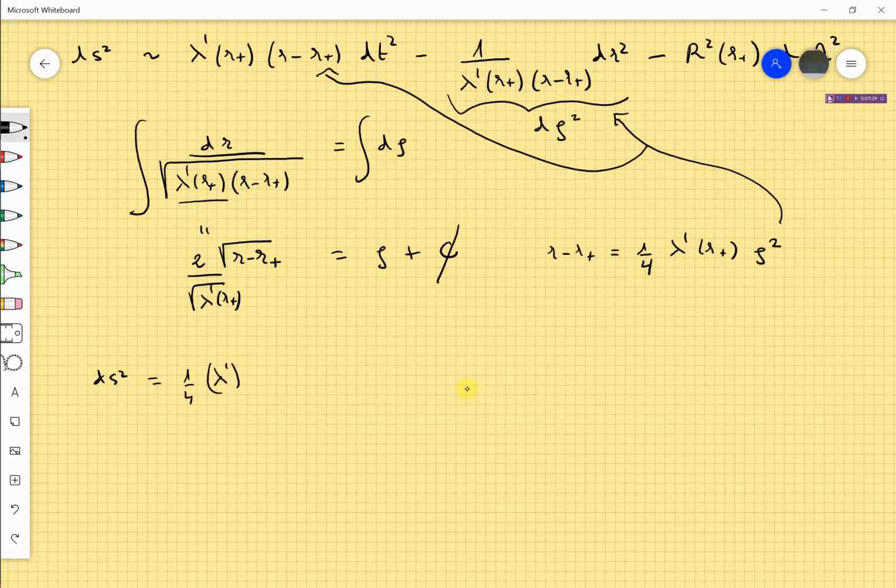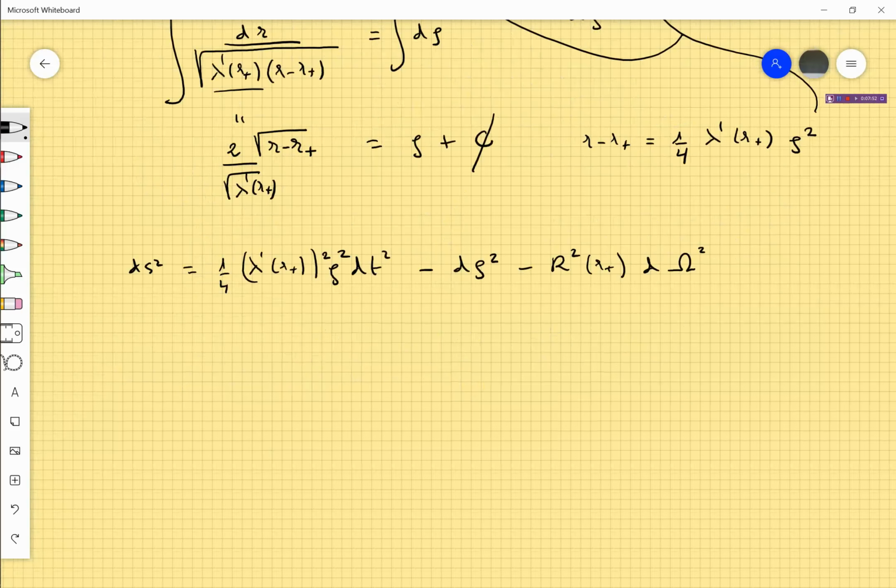Lambda prime evaluated at r plus squared dt squared minus the rho squared, sorry, and there is a rho squared here, minus the rho squared by construction, capital R squared at r plus, which is some constant, and this is what you get. Okay, maybe we should put this 4 inside of the square, so this is just this square.